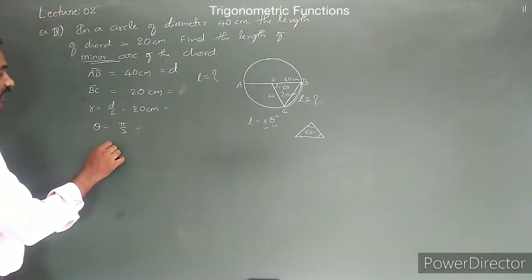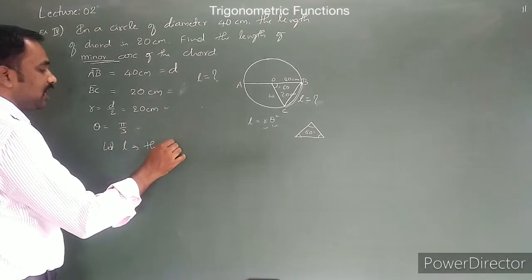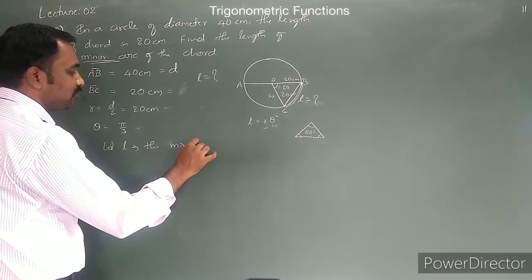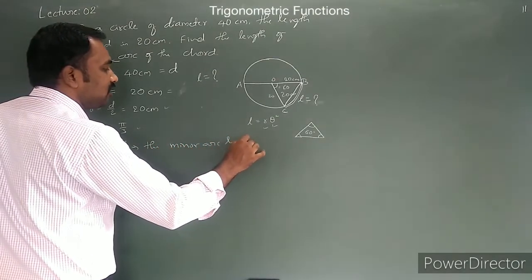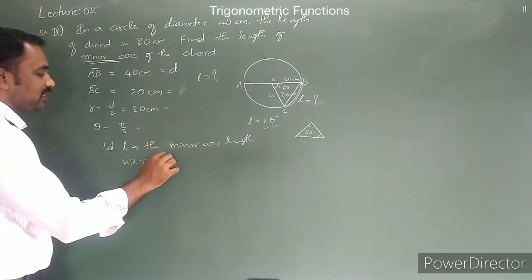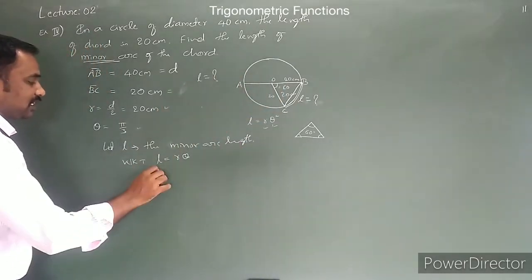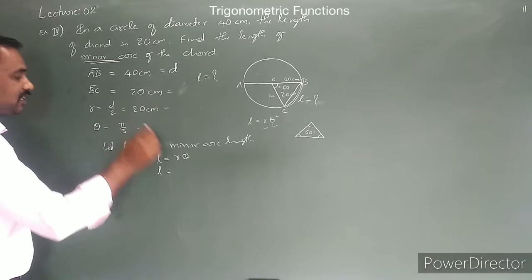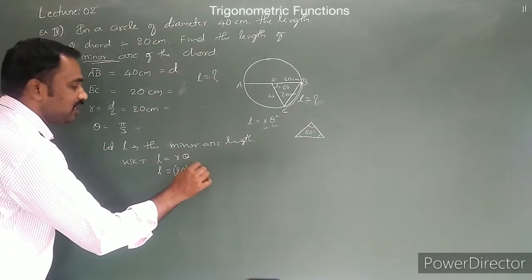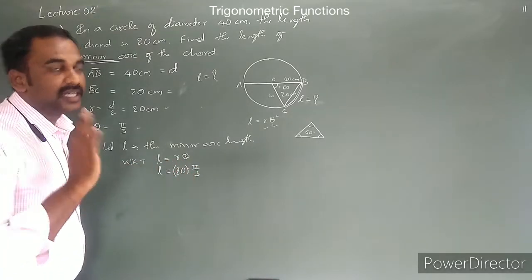Let L be the minor arc length. Now we know the formula: L is equal to r theta. We have analyzed this problem. Now L is equal to, what is the radius? Radius is 20 centimeter into theta, which is pi by 3. Make sure that theta must be in terms of radian.